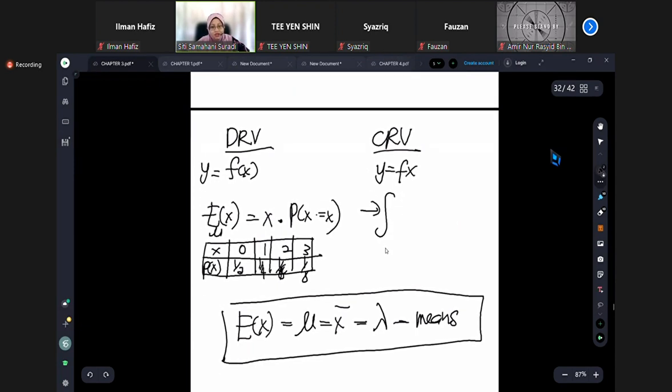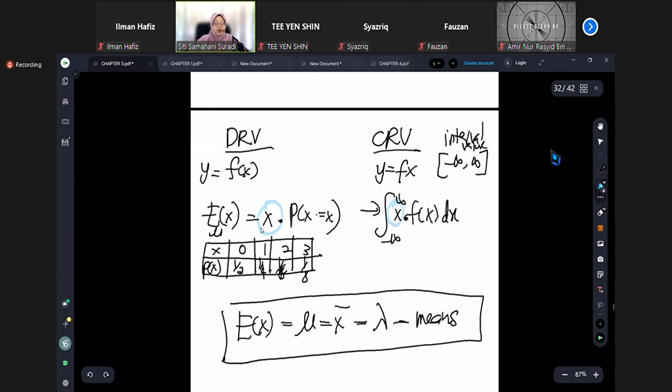For this integration, you need to find the interval value. So let's say the interval is negative infinity to infinity. Between X, also multiply with the f(x), but you do the integration. Still you need to multiply with X. The difference is directly multiplying for discrete, while CRV is integration of X and f(x).